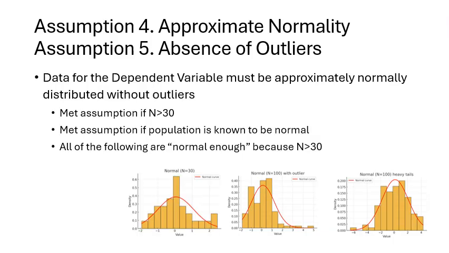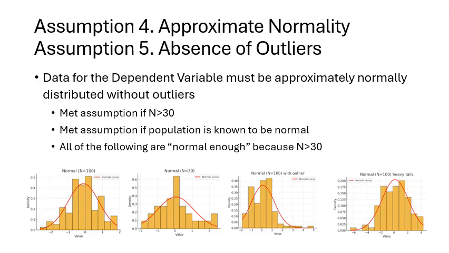We can see this one looks pretty normal, and this one looks fairly nicely normal with an n of 100. So this is just to make note that even if they don't look that normal, if we have n greater than 30, they probably still pass the test.